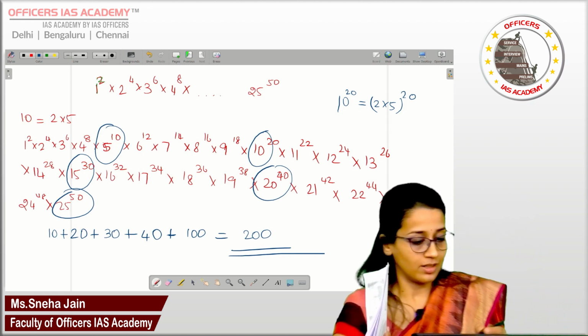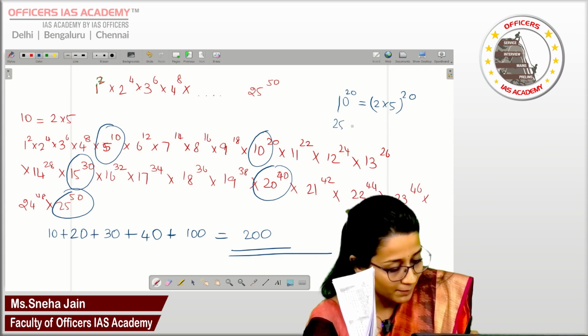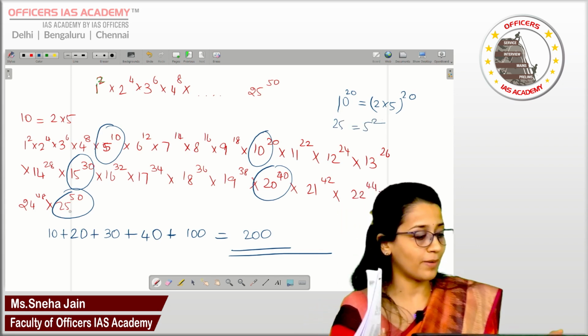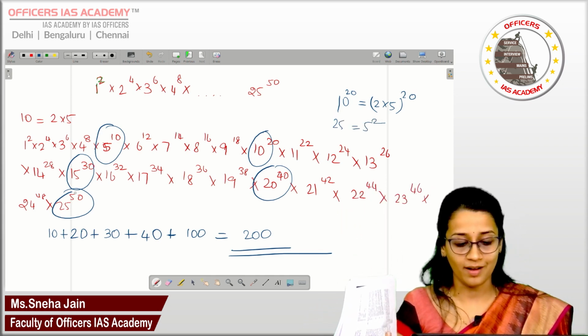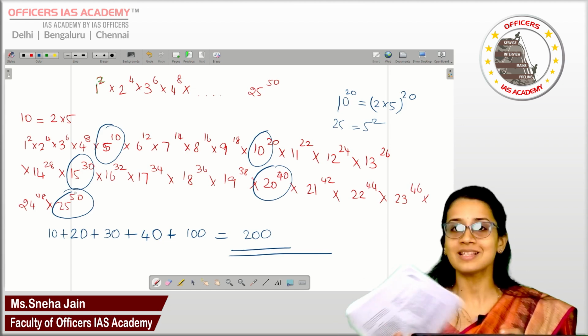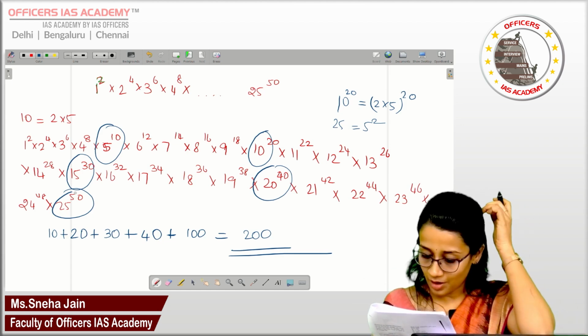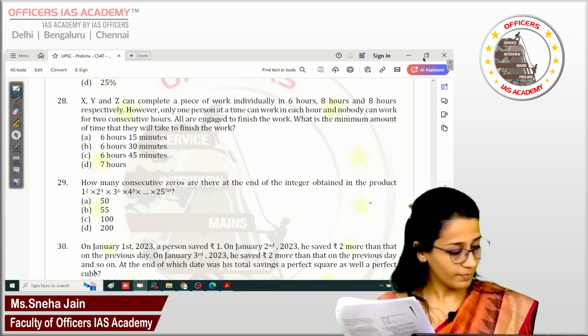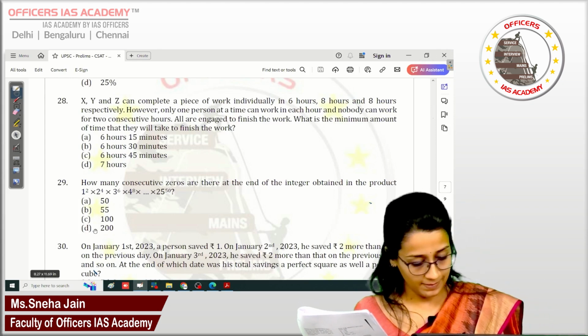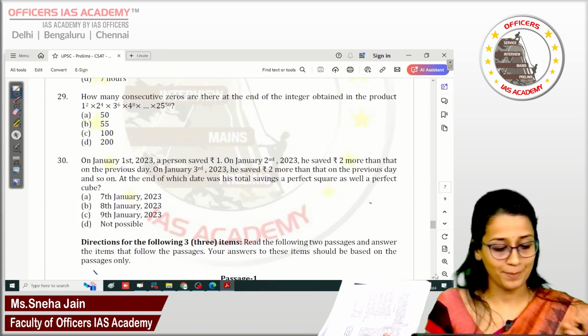25 is nothing but 5 square. So 25 power 50 is nothing but 5 to the power 100. So 100 fives are there in this expression. Alright, I will now move to the next question. Answer here is D, 200.